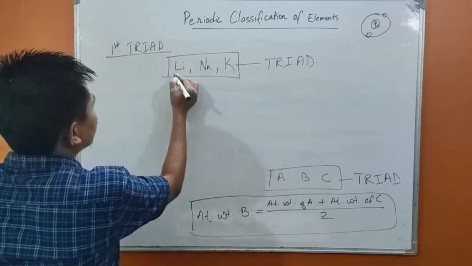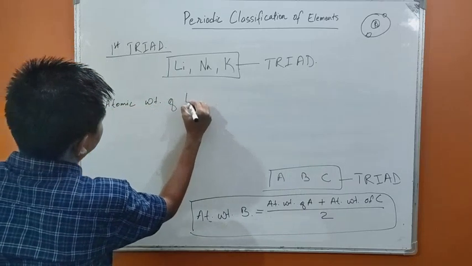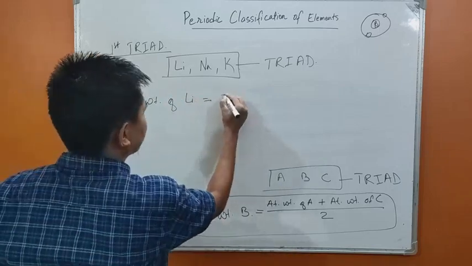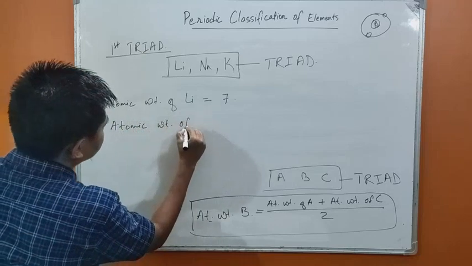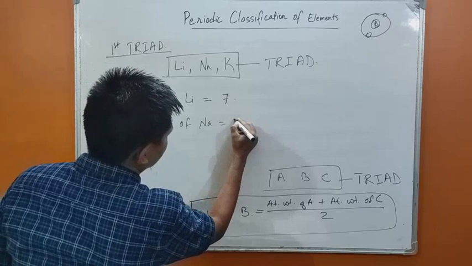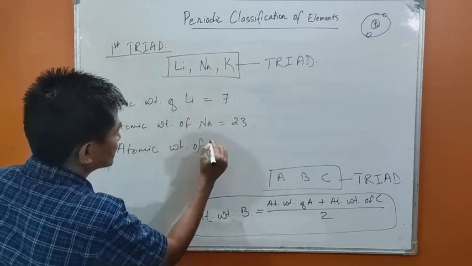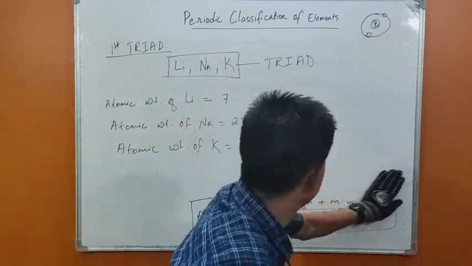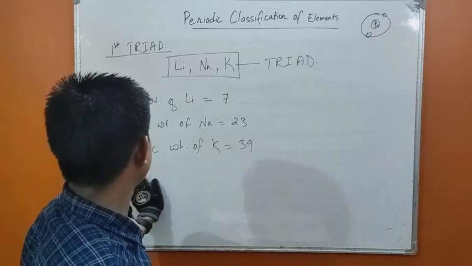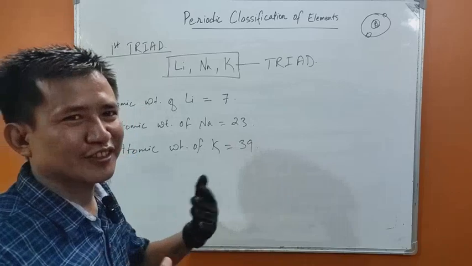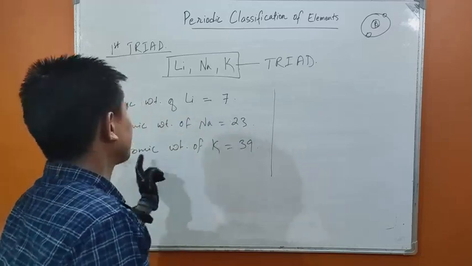Okay, we know the atomic weight of lithium. Atomic weight of lithium equals 7, isn't it? Atomic weight of sodium, we know that is 23. Atomic weight of potassium is 39. We know this now because we have the modern periodic table. But in the olden days, this was a bit difficult because they were just investigating these elements at that time. Atomic weight of lithium is 7, sodium is 23, and potassium is 39.